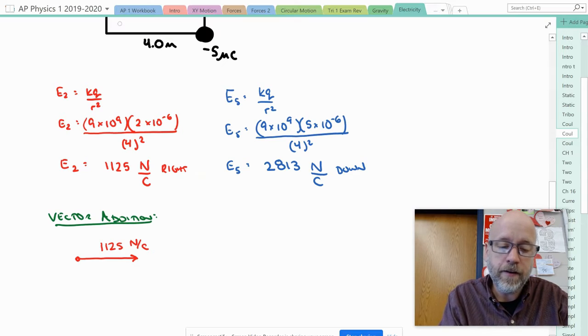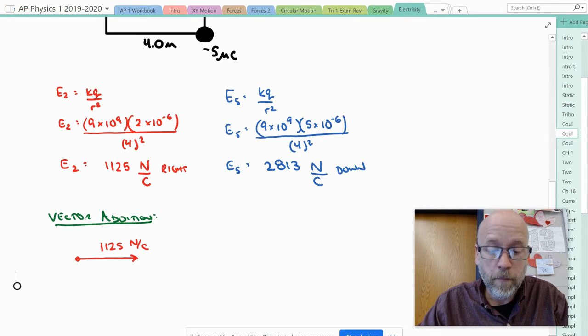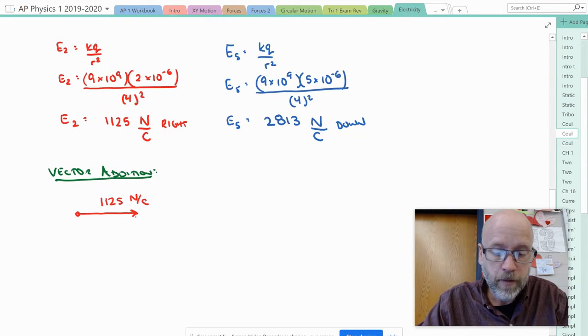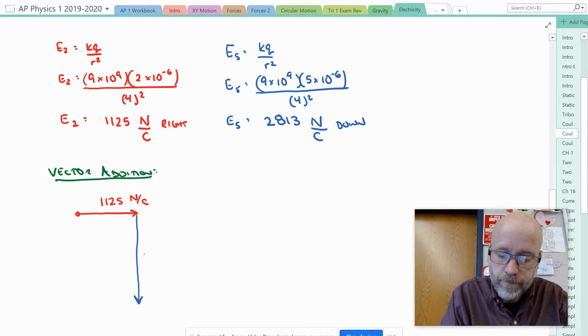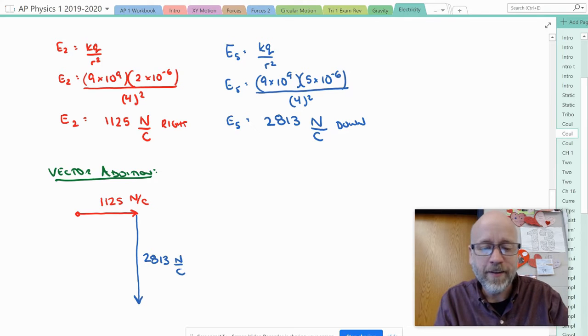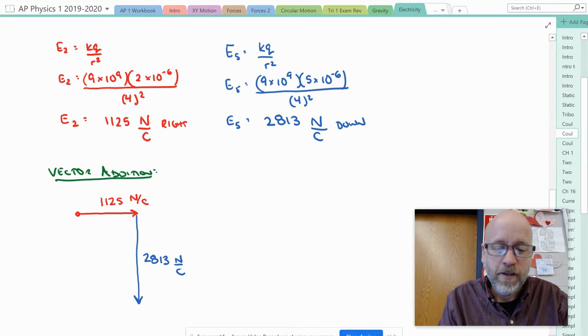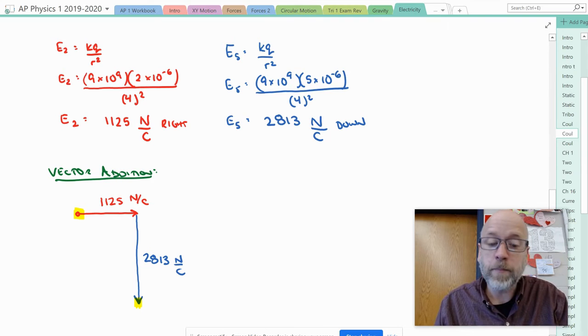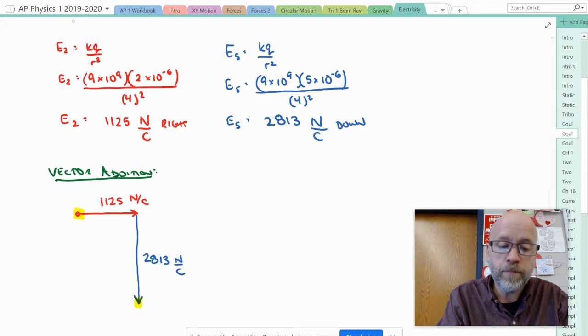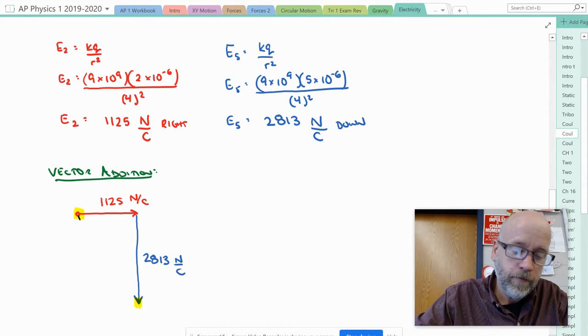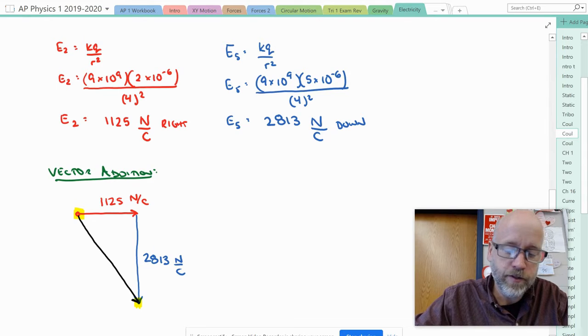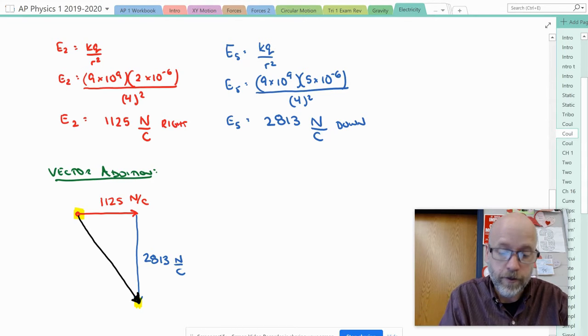Then I'm going to take that electric field from the -5 charge and add it tip to tail. Oh yeah, that's not so bad. So then to add them, I go from the beginning to the end. I start my vector, and here it goes. That is the resulting vector. I'll just label it as E.